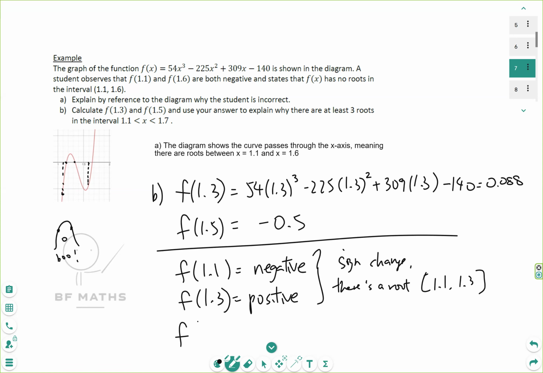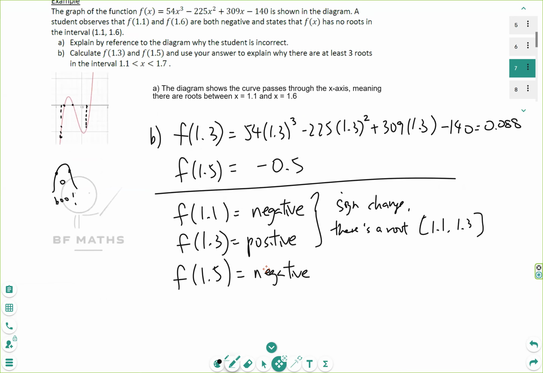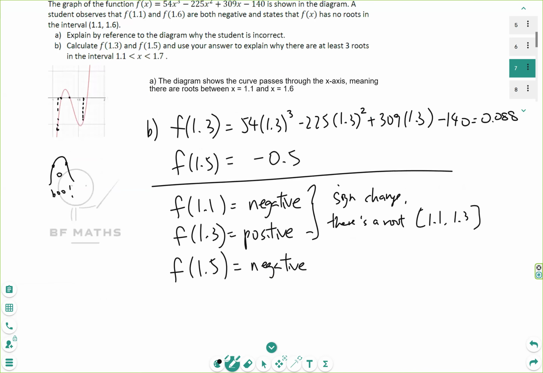What else? We've got 1.5, haven't we? F of 1.5 is negative. So what does that mean? 1.3 is positive, 1.5 is negative, so that means again sign change. Every time you do have to keep writing sign change. So there's a root between 1.3 and 1.5. And last but not least, 1.5 and 1.7.